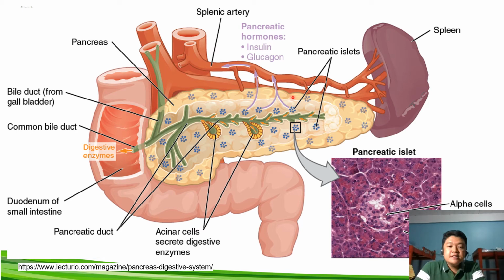So other landmarks that can be found in this figure, we have here the duodenum. This is where the pancreatic juices as well as the bile coming from the gallbladder will be drained through the common bile duct. You also have here the important blood vessels and spleen.